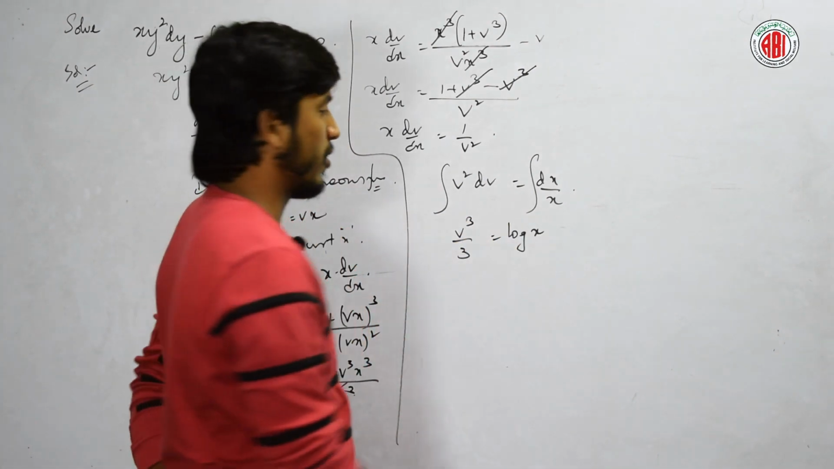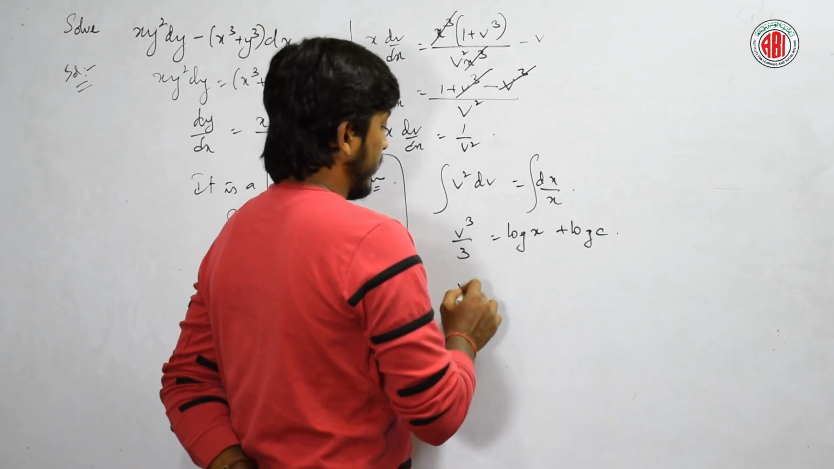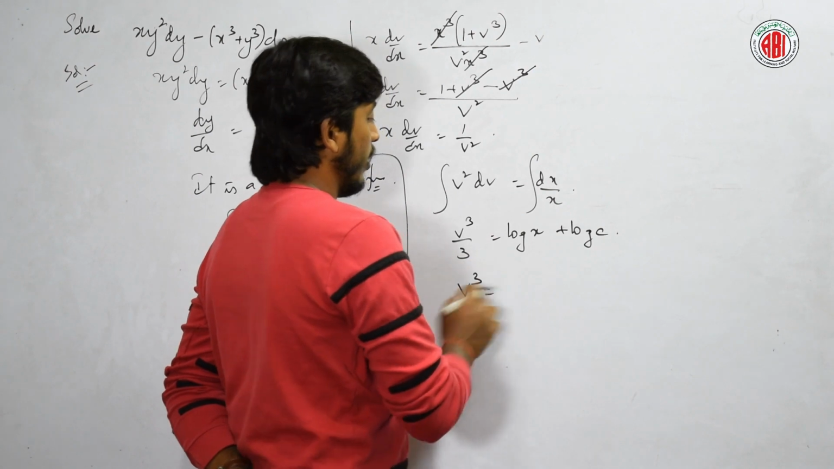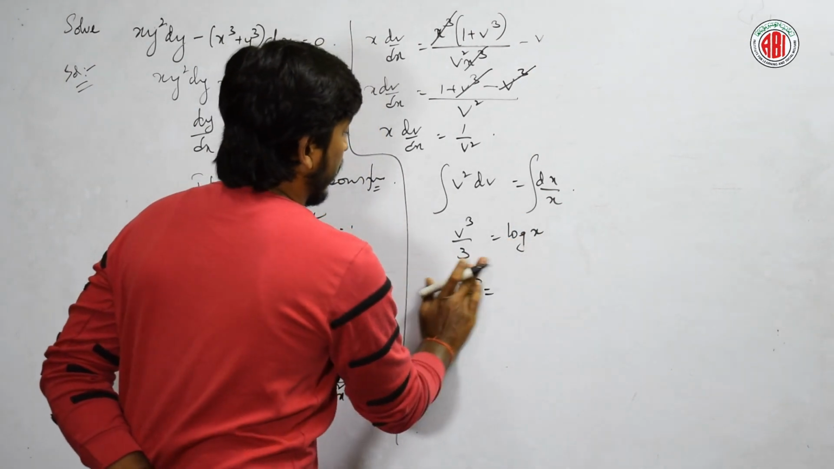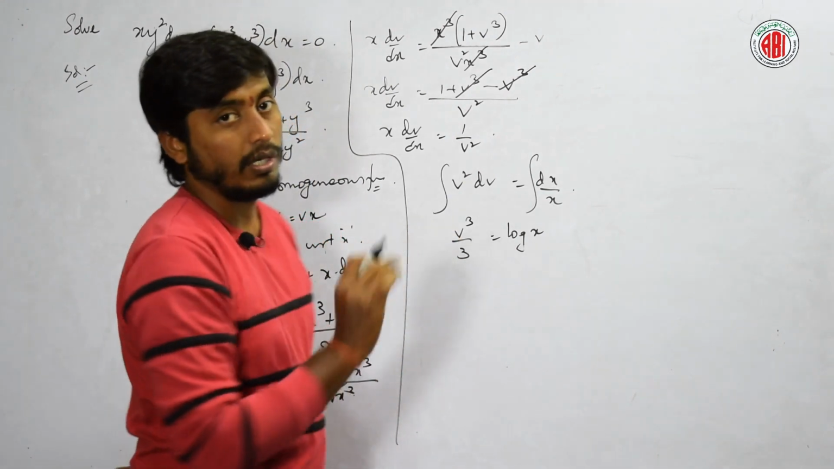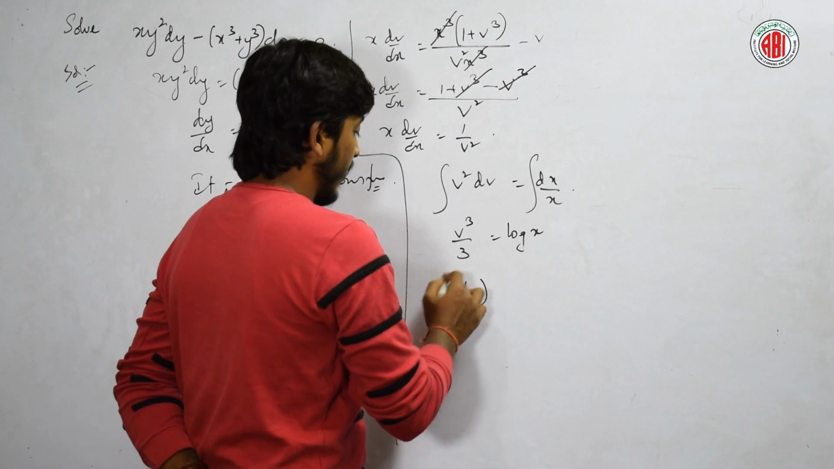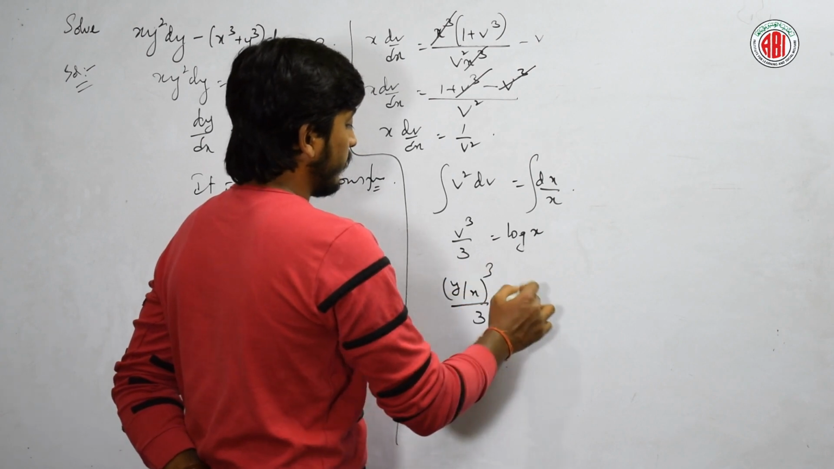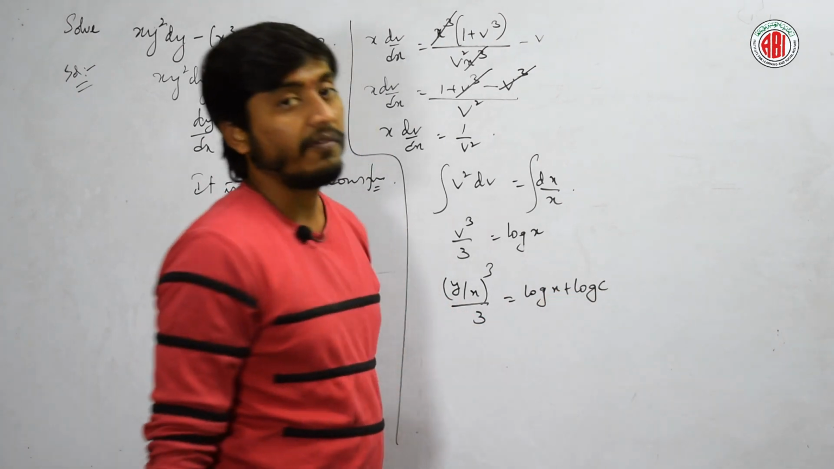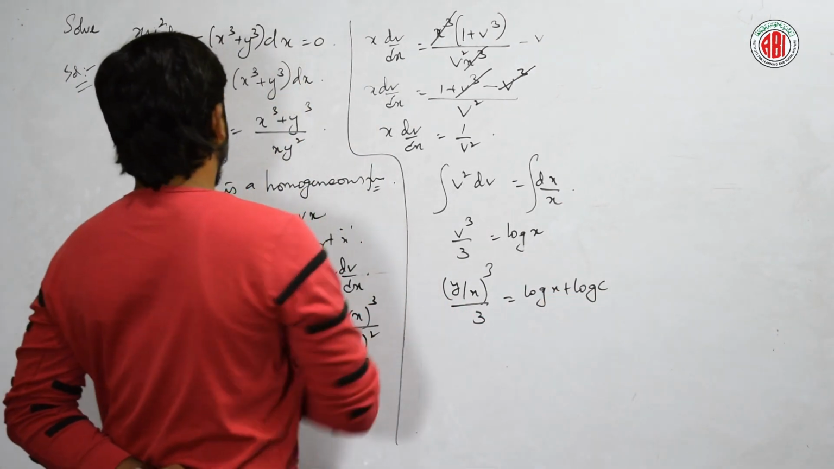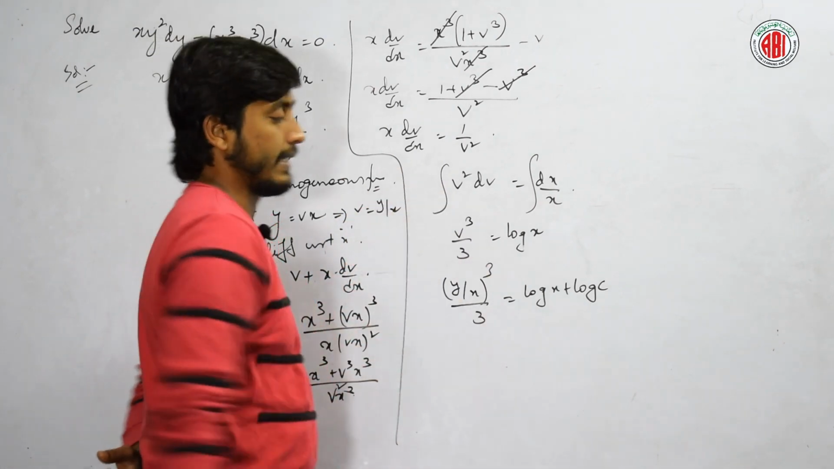If you want, you can also put it as log c. Now, once again see here, before substituting y by x we can't do log c. So let us write this as y by x whole cube by 3, that is equal to log x plus log c. From where did you get this y by x? We know that y equal to vx from the second step, right? v is equal to y by x.